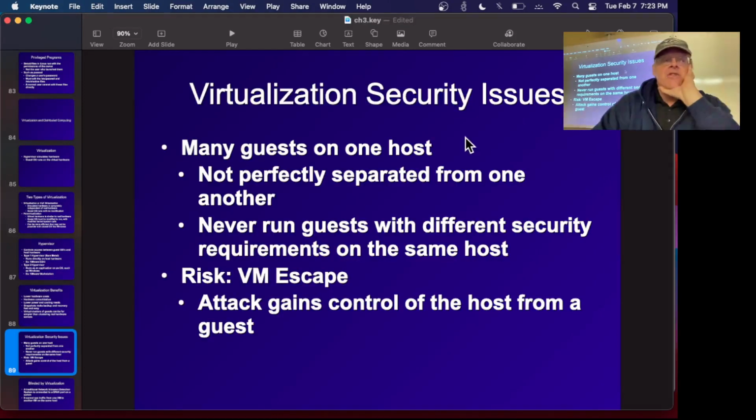There are other issues. If you run many guests on one host, then they're not perfectly separated. If somebody exploits one of the guests, they might take over the host and move over and take over the other guests. So you shouldn't be running guests with different security requirements on the same host because of VM escape attacks. VM escapes are exploits that escape the virtual machine and take over the host, and those do happen now and then.